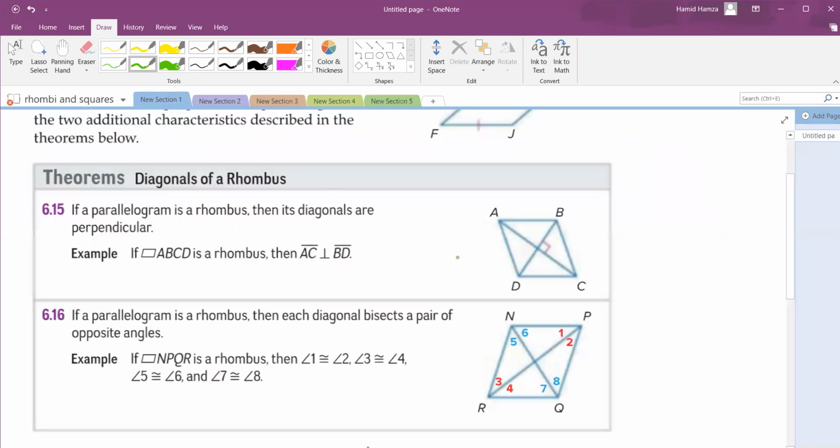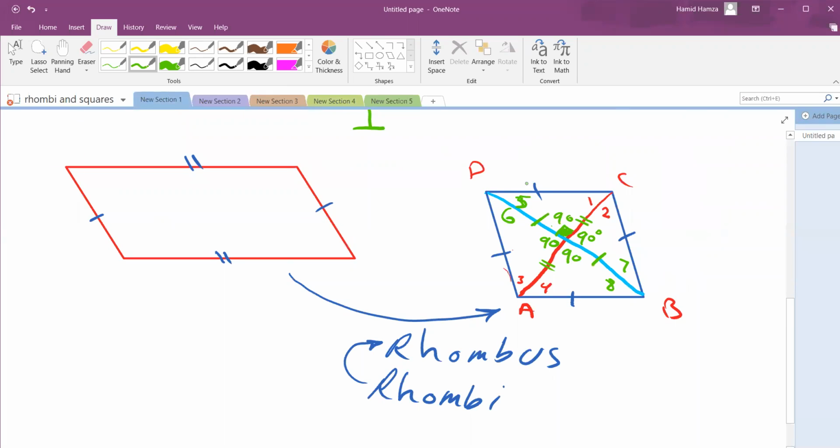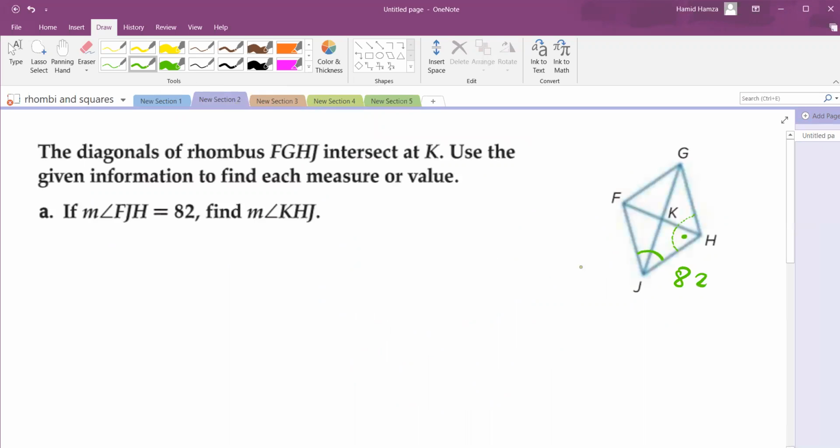Half equals half. Yeah, because you know that the diagonal bisects the angle. That means each one of them is half. So angle 8 is half angle B, angle 7 is half angle B, 5 is half angle D, and 6 is half angle D. Also, if I know this angle, I can find angle H. What is the relation between angle J and angle H?